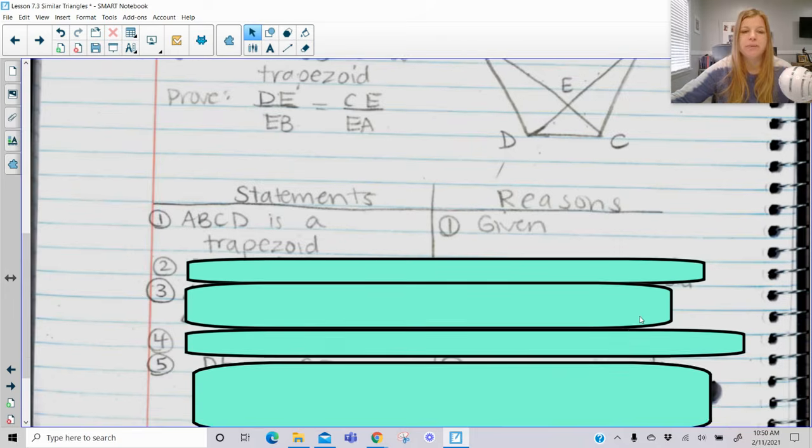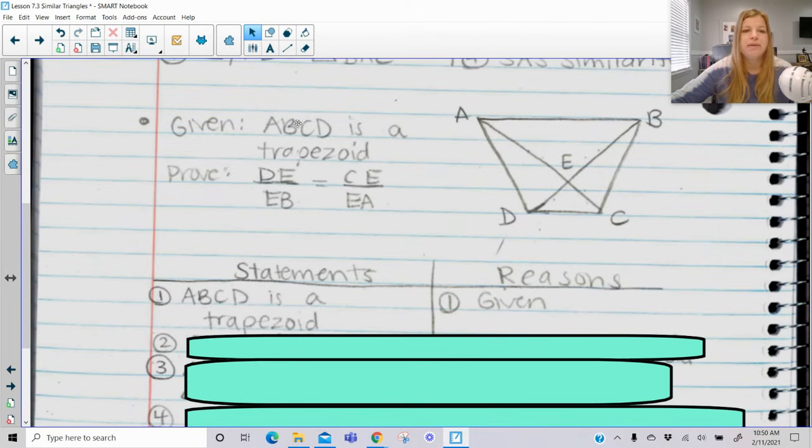Okay, so now this proof here. So we are given that ABCD is a trapezoid. So think about trapezoid properties, right? One pair of opposite sides is parallel, and the other pair of sides is not parallel to each other. We're not told it's isosceles, but just some things to think about.